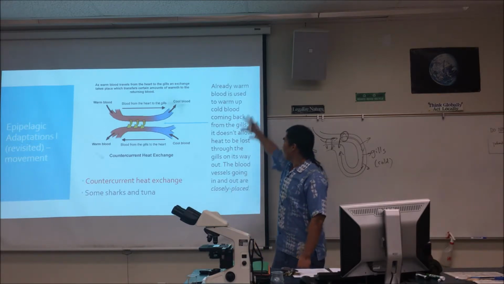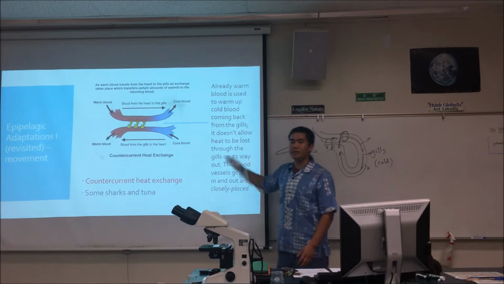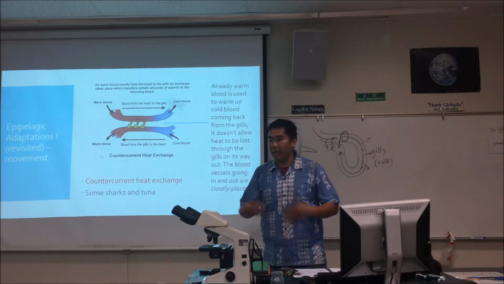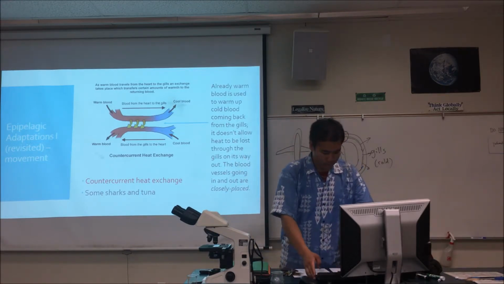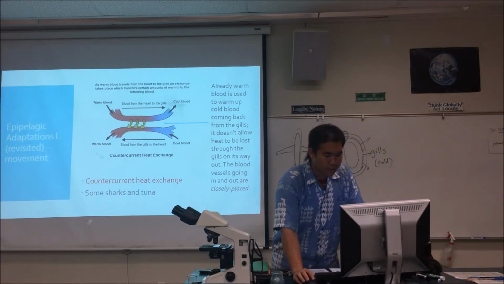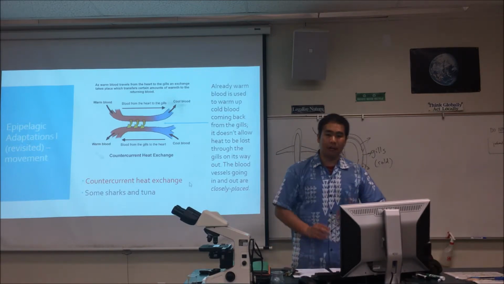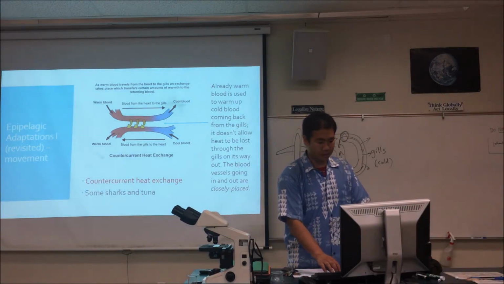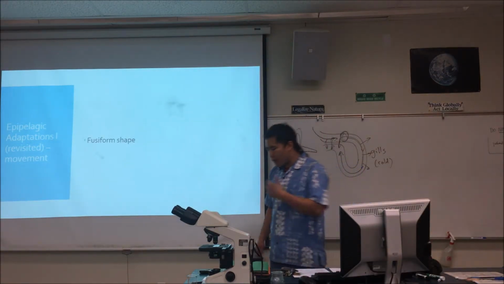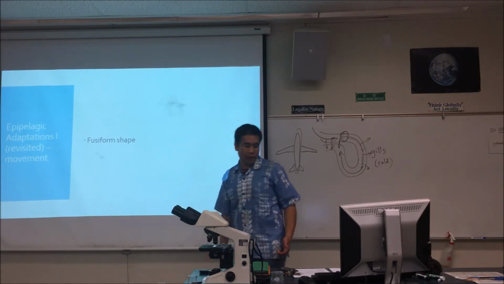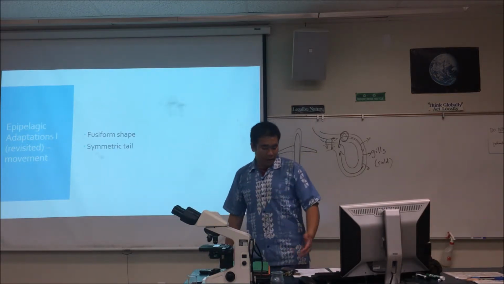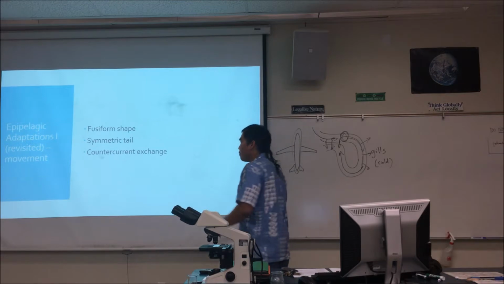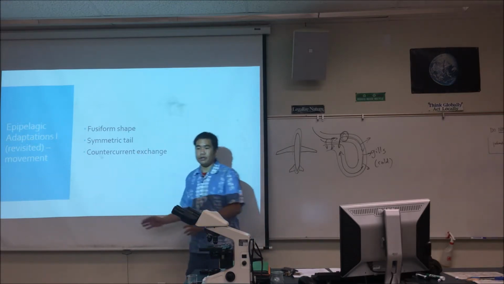Okay, so this is the explanation that I just gave you guys. You guys can take some time at home to check it out. Okay. All right, so yeah, some sharks and tuna have the countercurrent heat exchange, which enables them to be very fast, right? It's a physiological adaptation. So fusiform shape combined with symmetric tail and the countercurrent heat exchange make for a really fast fish, right?